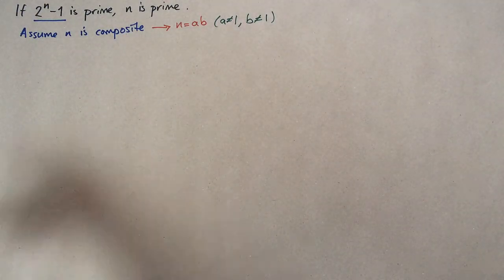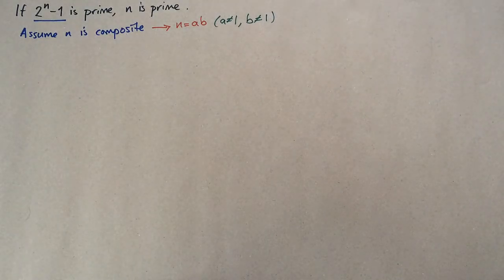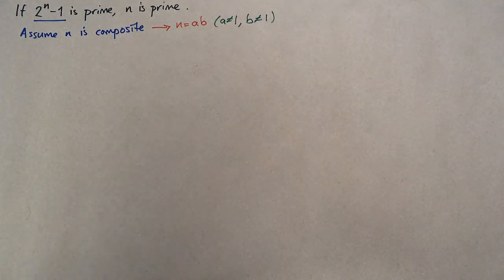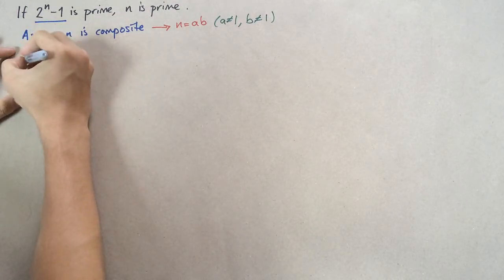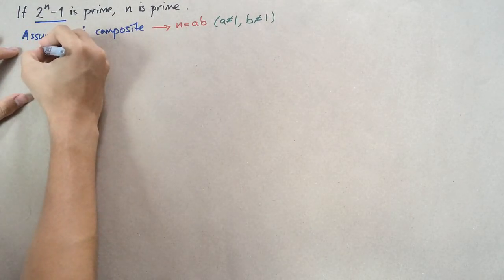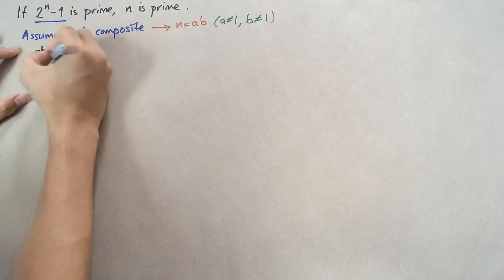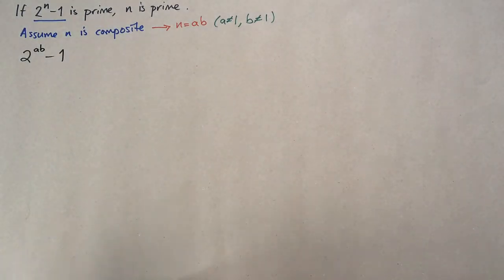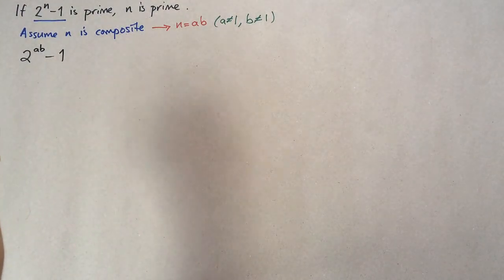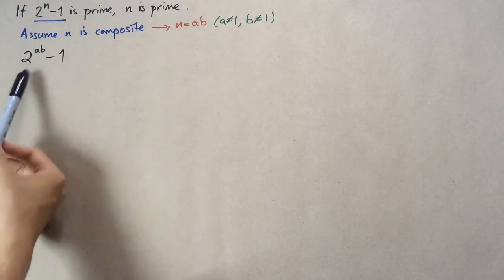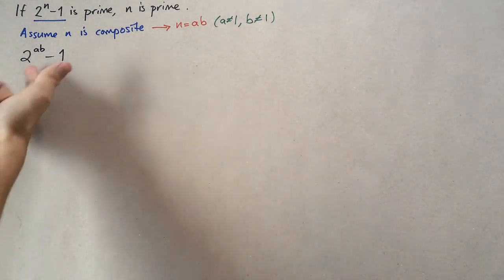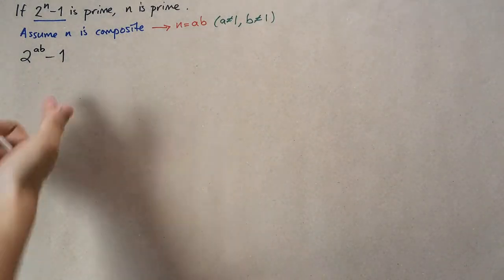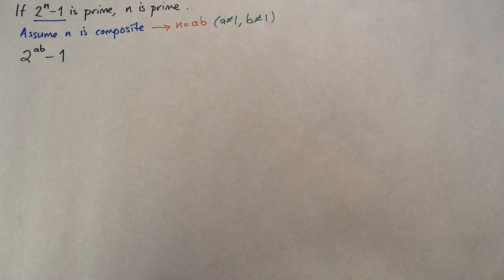So we can rewrite the Mersenne, or not really Mersenne, we can rewrite that bit as 2 to the power of ab minus 1. Now, we can prove that this wouldn't be a prime number by finding two things that will factorize this, that will multiply to give this. So this is what it is.